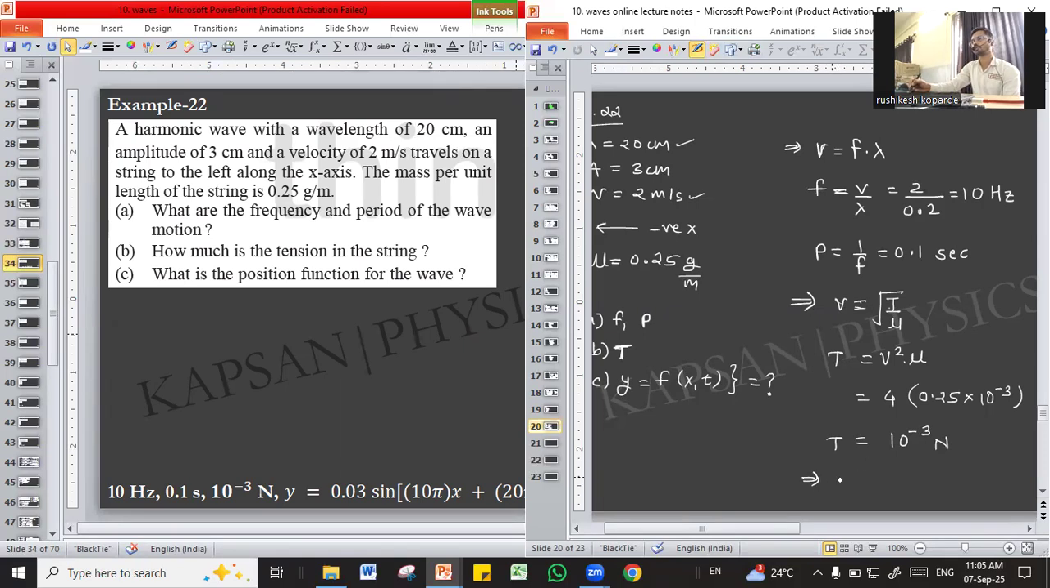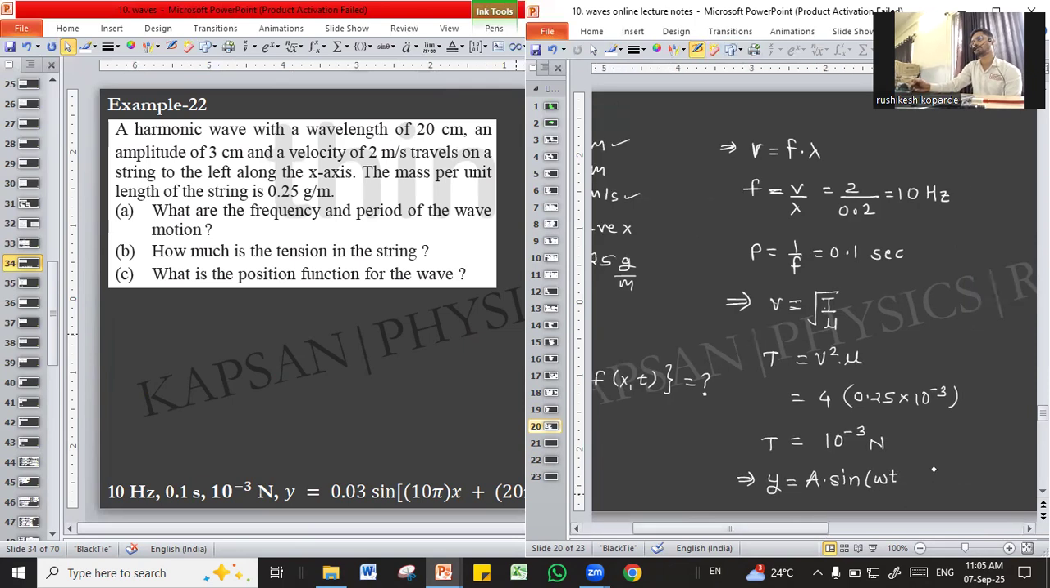Next, what is the position function of the wave? Y is equal to A sine omega t plus kx or minus kx? Plus kx. Why? Negative x direction. Wave is traveling in negative x direction. Plus alpha.